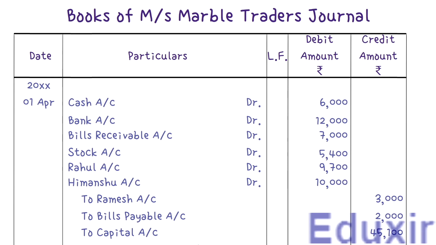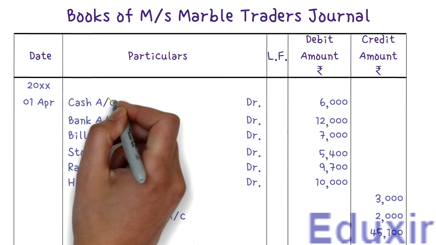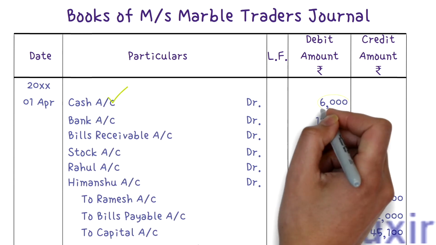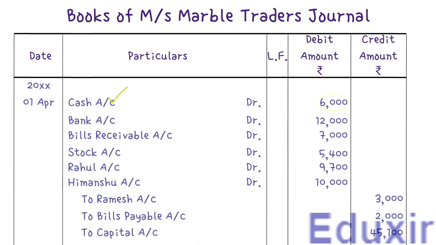Let us now start with the first journal entry in the journal book. As the name suggests, it needs to be posted on the debit side of cash account and the debit amount is 6,000 rupees. Note that the details that need to be posted into the particulars column is balance brought down. For posting this entry, we need to create a ledger account for cash as it is not yet created.